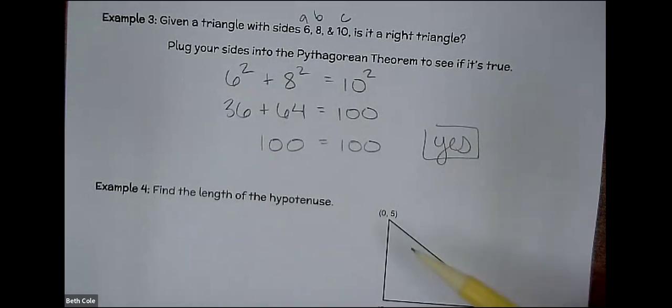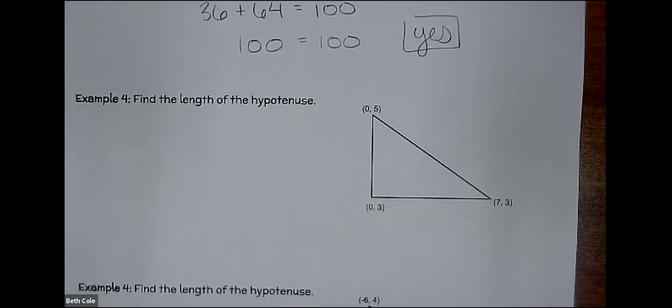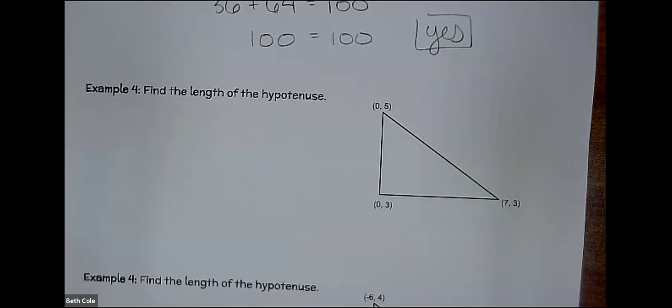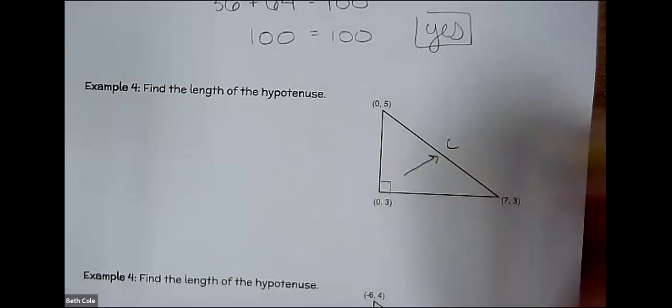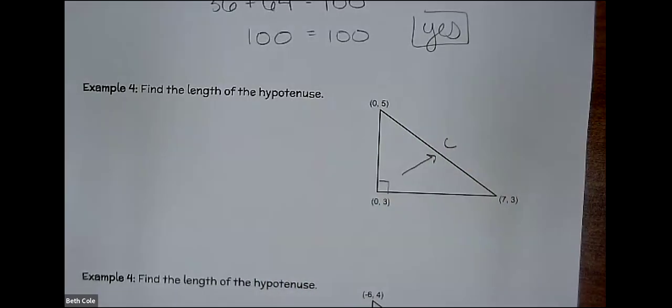All right, and then these last ones, we have ordered pairs. So you're going to have to figure out the sides of the triangle on your own. That's a little hard, but I think you can do it. I just believe in you, all right? We want to find the length of the hypotenuse. So C is what we're looking for. We have to find the lengths of the other sides, all right? So come with me here.